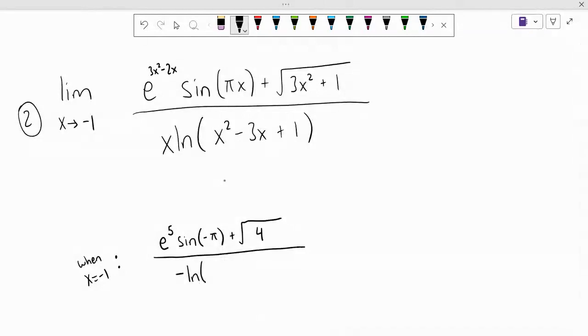And then we have the natural log. And inside the natural log, if you plug in -1 for x, it's 1 plus 3 plus 1. So that's going to be natural log of 5, it looks like. Okay.